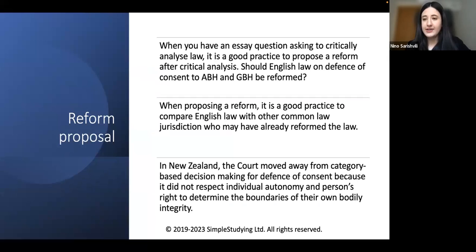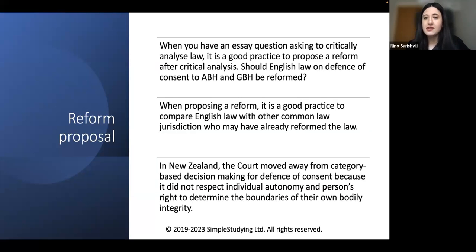At the end, I suggest that for every essay question, it's not just about criminal law, but every essay question, when you're required to critically analyze the law, there should be a reform proposal at the end. So first, you critically analyze the law, you provide arguments for and against, and then you propose a solution. How do you think the law should be improved?